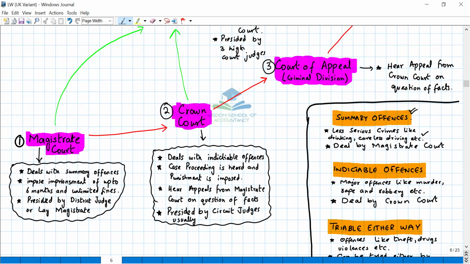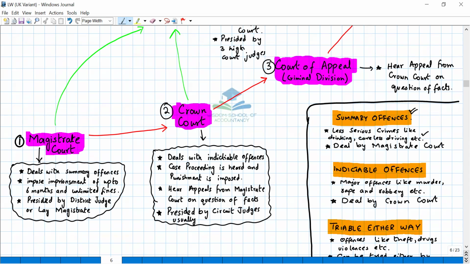It deals with indictable offenses. Indictable offenses means major offenses like murder, rape, robbery, and drug cases. All these are indictable offenses. The case proceeding is heard and punishment is imposed. Now, because they are major offenses, there is a proper trial by jury. You will be presented in front of the jury.